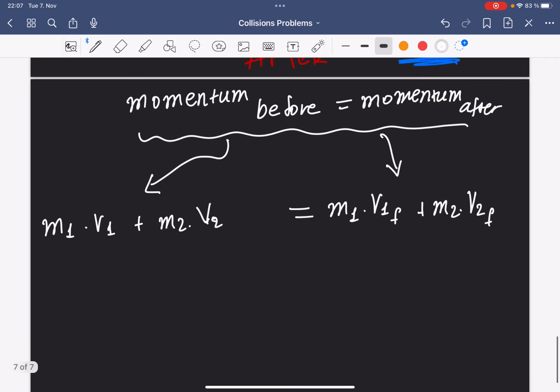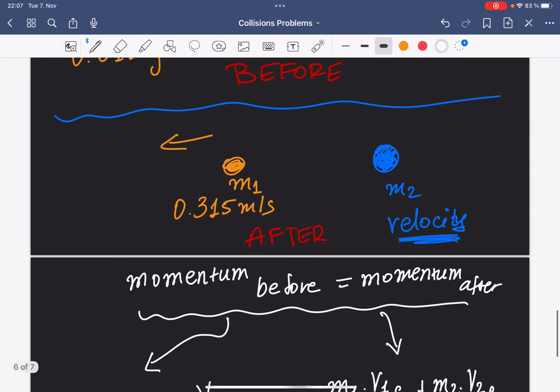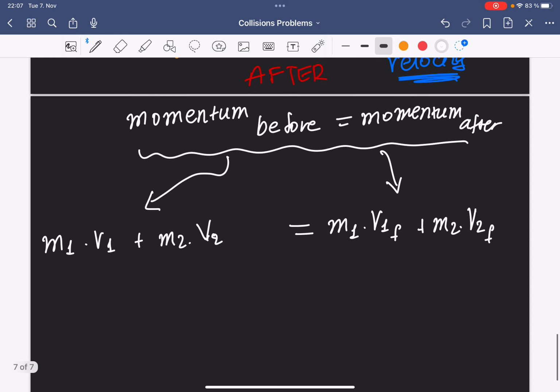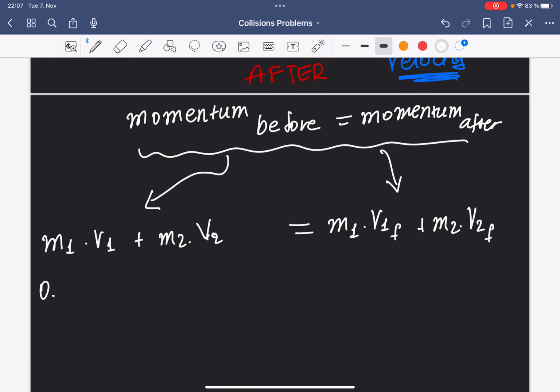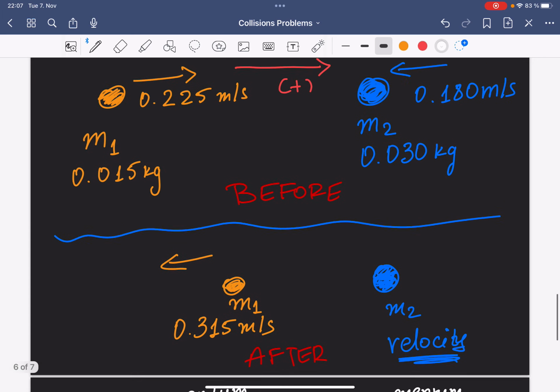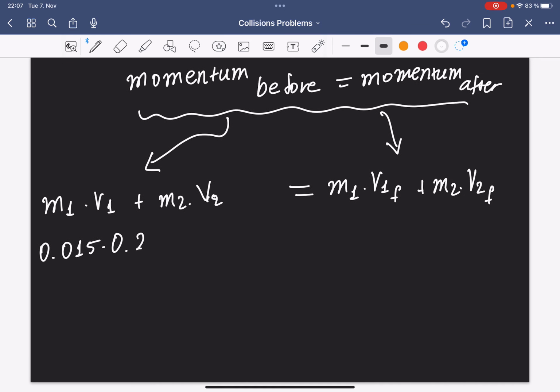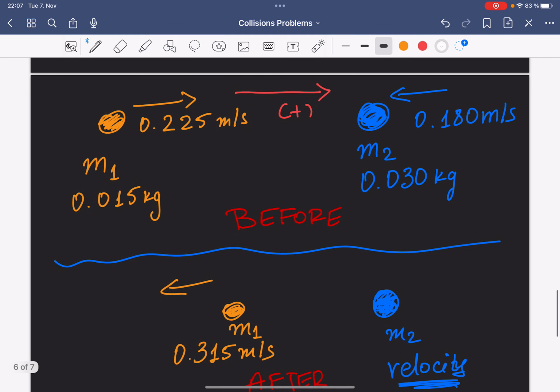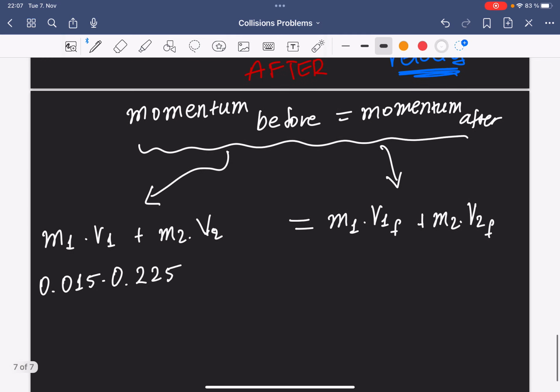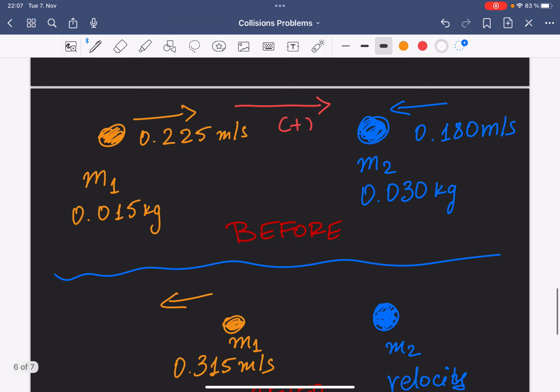So M1 and V1. So M1 is going to be 0.015 times 0.225, and this is positive because M1 is moving in the right direction. But now V2 is moving to the left, and that's negative, so it has a minus 0.18 meters per second.